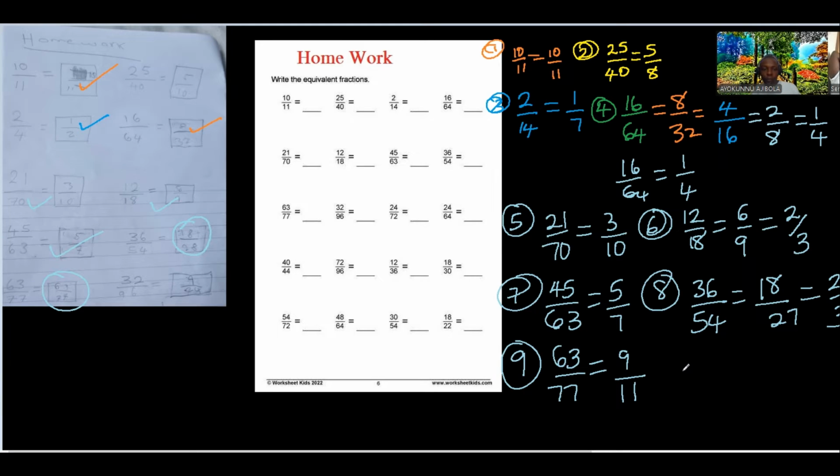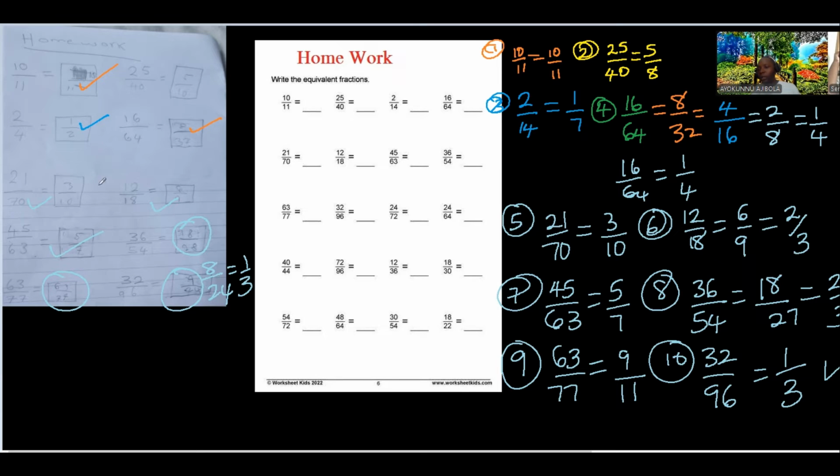Okay. Then number 10, which is the last one you did, that's 32 over 96. I can use 32 straight away. But I don't know what you used that gave you 9. If it is 4 you used, it's not supposed to give you 9, it's supposed to give you 8 over 24, okay? Which is 1 over 3. So if I say 32 here, it's 1, and 32 in 96, that is 3. So which is 1 over 3.